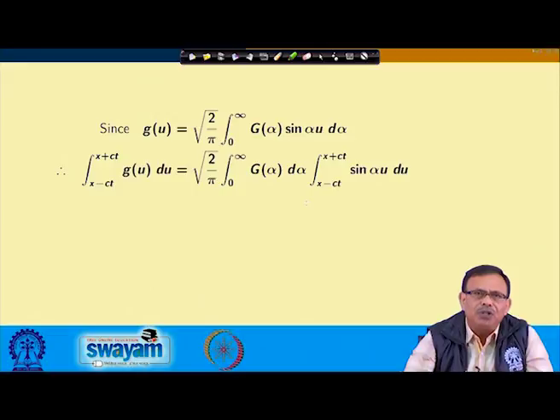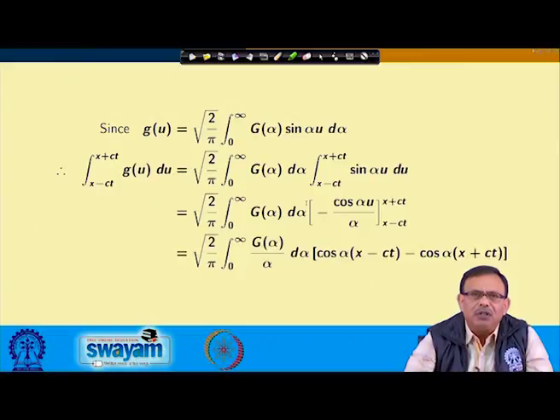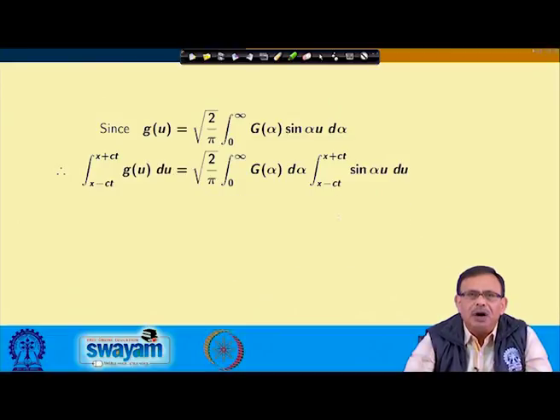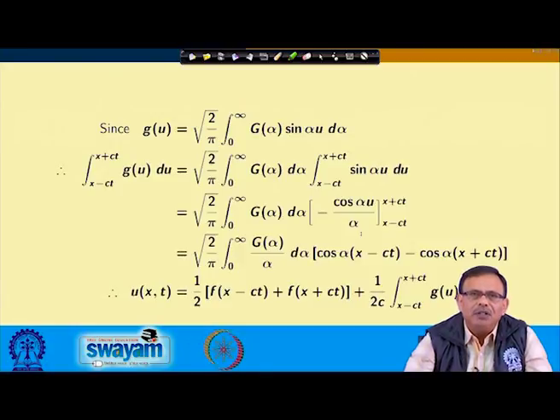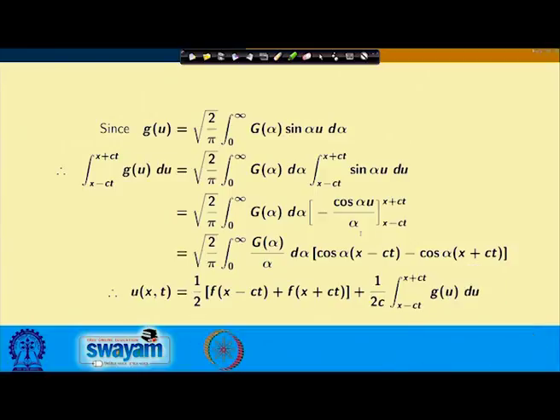So, if I now integrate both sides from x minus ct to x plus ct, after evaluation I am getting this, and you see this last term, this is nothing but the term which I obtained over here, G(alpha) by c alpha into cos of alpha(x minus ct) minus cos of alpha(x plus ct). So, I am getting this term. So, it is nothing but now u(x,t) equals, we can write down, half into f(x minus ct) plus f(x plus ct), plus 1 by 2c will come, and the integral from x minus ct to x plus ct of g(u) du.